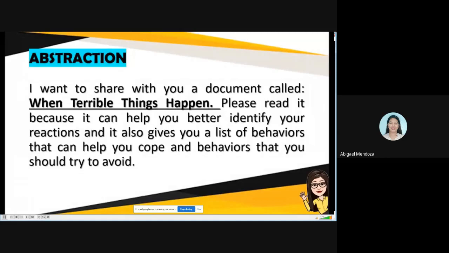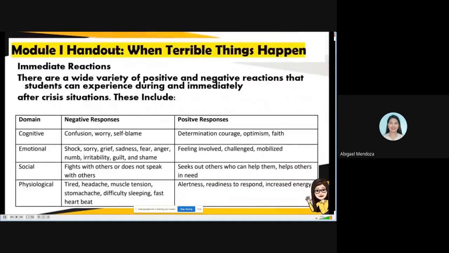Abstraction. I want to share with you a document called When Terrible Things Happen. Please read it because it can help you better identify your reactions, and it also gives you a list of behaviors that can help you cope and behaviors that you should try to avoid. Module 1 handout. When Terrible Things Happen.